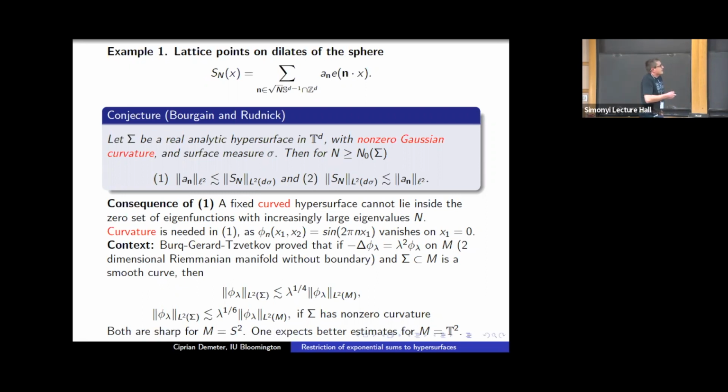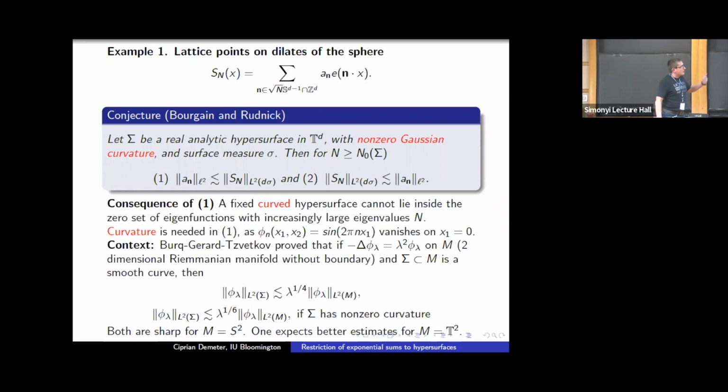You have a real analytic hypersurface in the torus, which has non-zero Gaussian curvature. And the conjecture says that for large enough n, you do have what I earlier called equidistribution. So the L2 norm on that surface, as n increases, is comparable to the L2 norm of the sequence. So notice that there should be no dependence in these implicit constants on the sequence, but also no dependence on n.